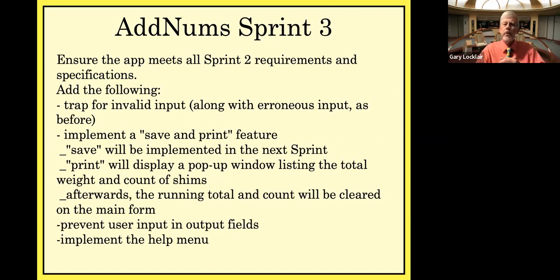Prevent user input in output fields. Investigate the form. Don't allow the user to click their cursor into one of the output fields and start typing things. And then implement the help menu. Some of you did this already. You're way ahead of the game. So before, all you had to do is have a menu item. Now you need to actually have it give some help.